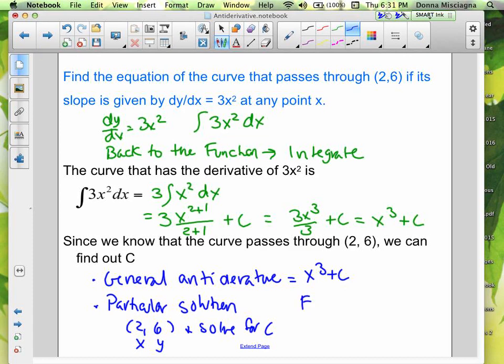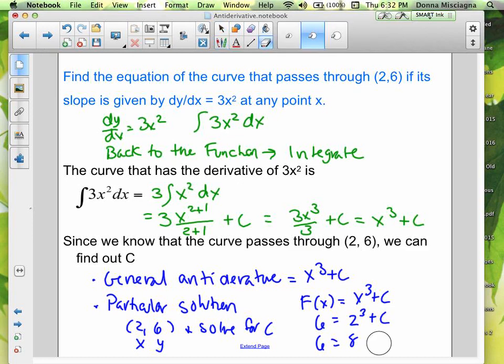So my function here, f of x equals x cubed plus c. So 6 equals 2 cubed plus c, and 2 cubed is 8, so 6 equals 8 plus c. I'm thinking of subtracting 8, so I accidentally put a minus there. And so we subtract 8 from both sides, and negative 2 equals c.